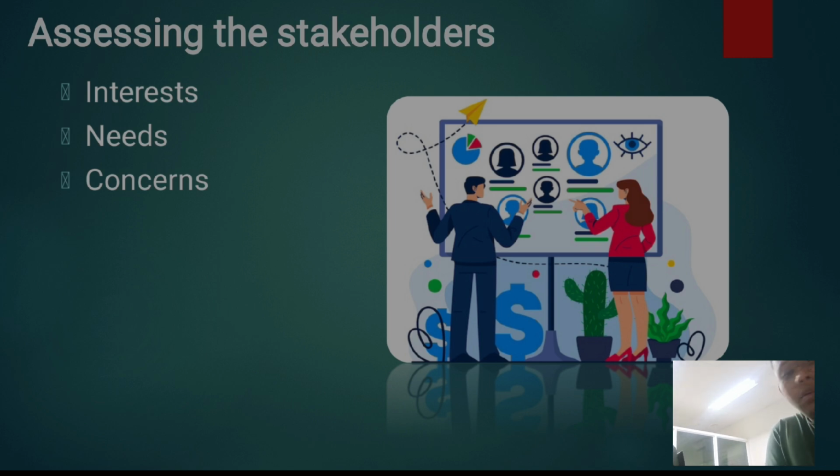So these stakeholders must have their say, or their view, or their critique when it comes to the actual situation of the organization. So, and when it comes to their concerns, their concerns must also be taken care of, especially when it comes to the improvement of the organization.